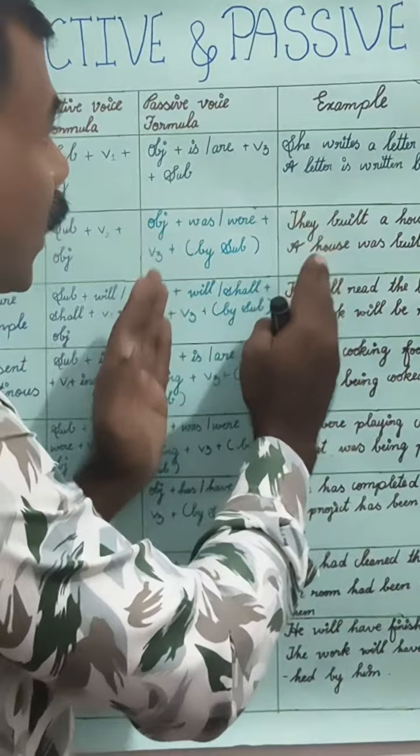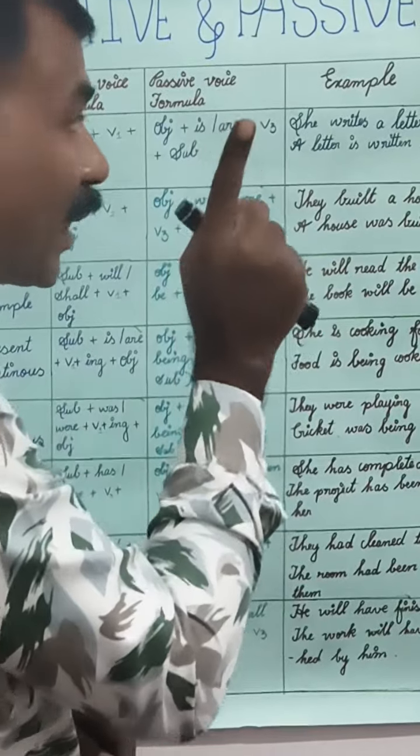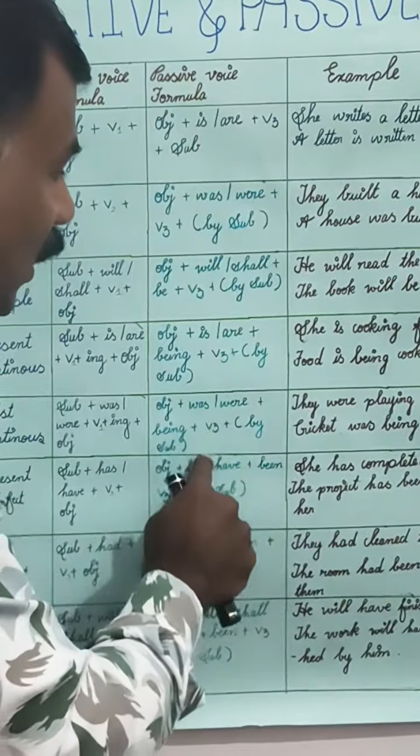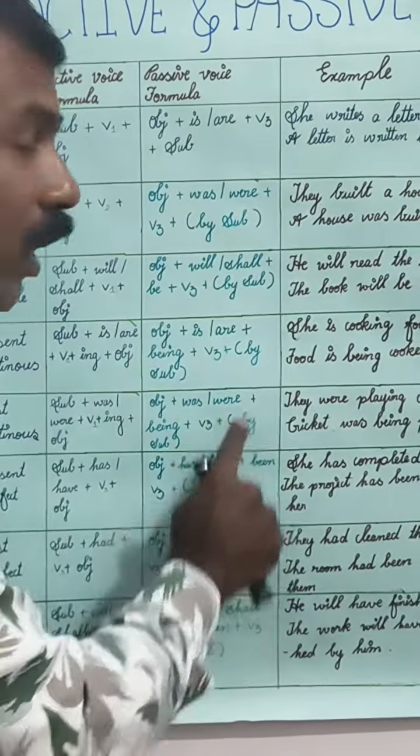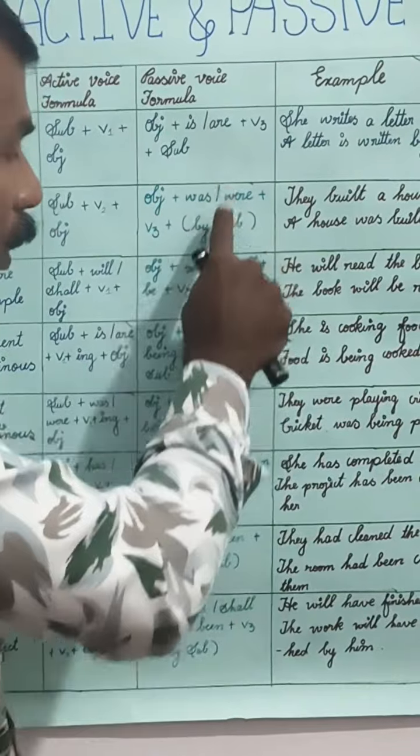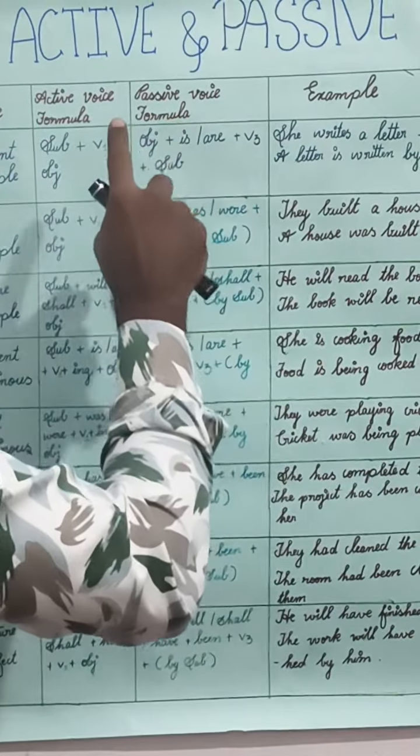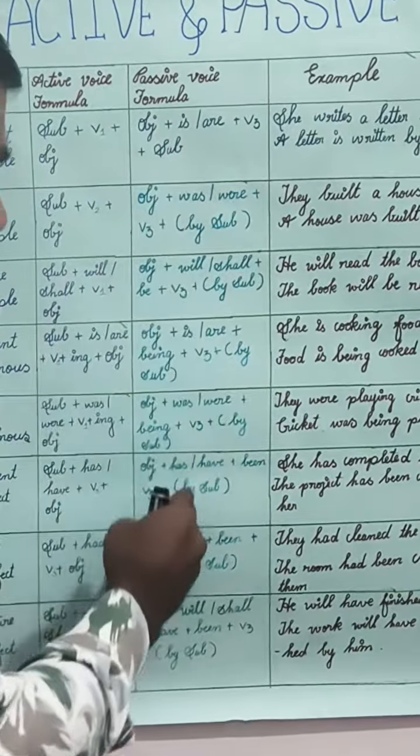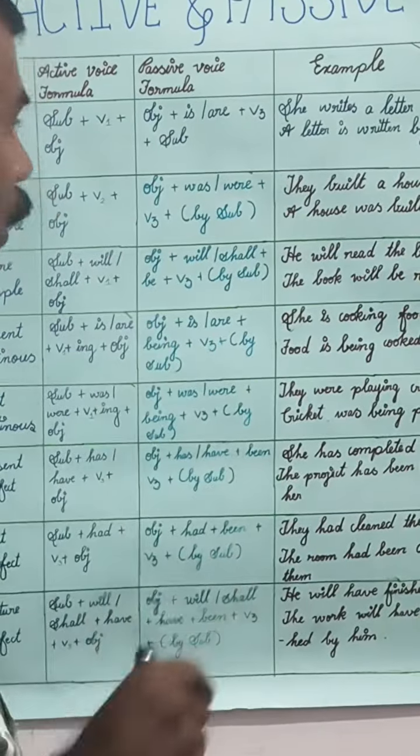Then you have to understand, when you are changing active voice into passive voice, another trick. In all places, for the verb you have to use the V3 form only. V3 form only you have to use. That means in all places you should use the verb V3 form. That is another point you have to note.